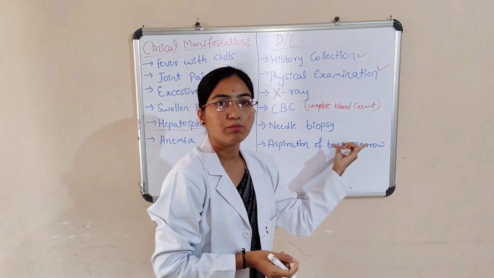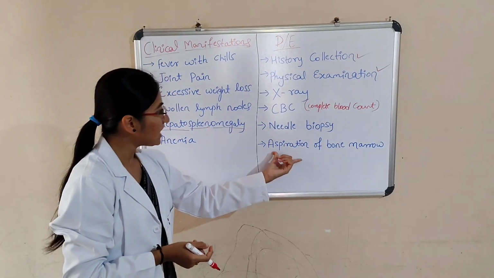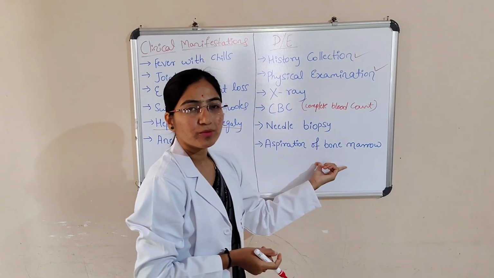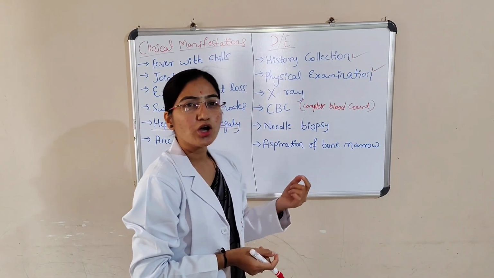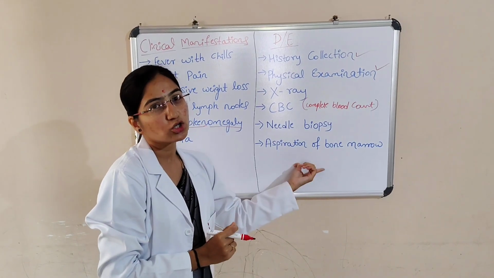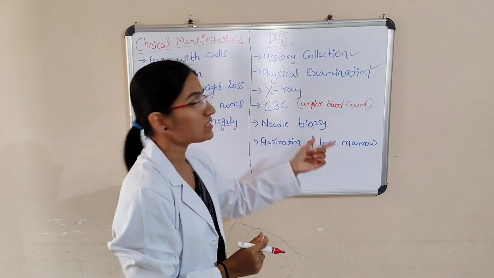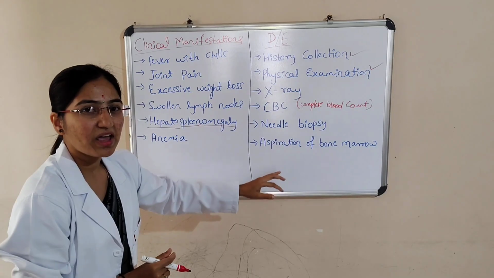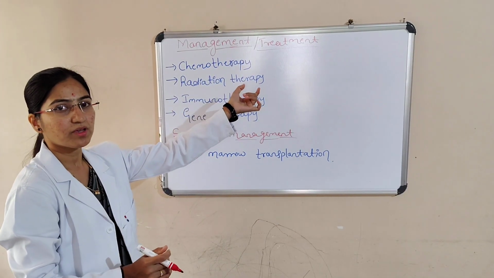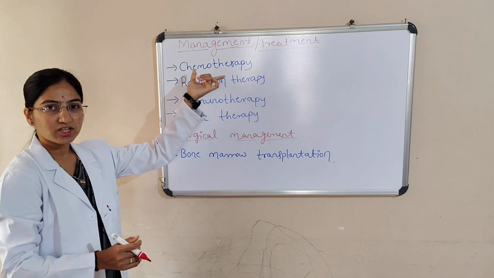That is needle biopsy. And the last one is aspiration of bone marrow. Aspiration of bone marrow is a procedure to remove a small amount of bone marrow for microscopic examination. These are all the diagnostic evaluations for leukemia. Next we will see the management of leukemia. First there will be the medical management.